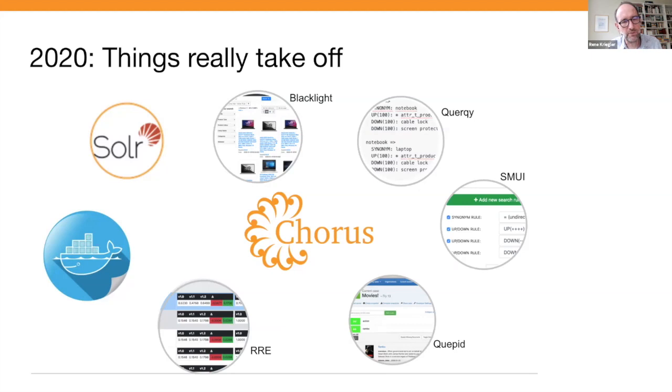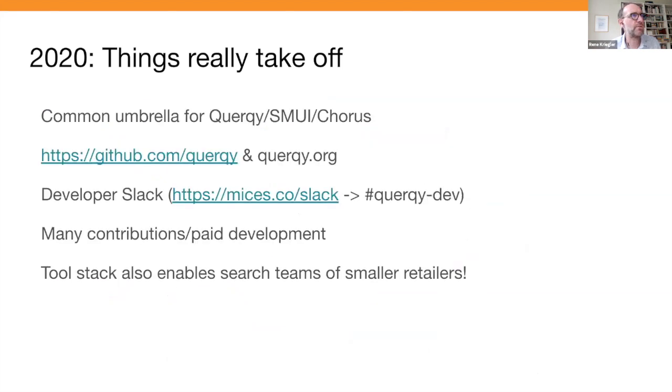And then you get a number of tools that help you optimize search relevance, like Quepid, RRE, and there's also a version that has Querqy. So I think bringing the tools together under this common umbrella was an important step. So Paul and I moved our projects from our own namespaces under GitHub to a common group, GitHub querqy, and we created Querqy.org, the website, with an integrated documentation, and we started a Slack chat for the development. I think this made a lot of sense, and we got a nice momentum out of this.